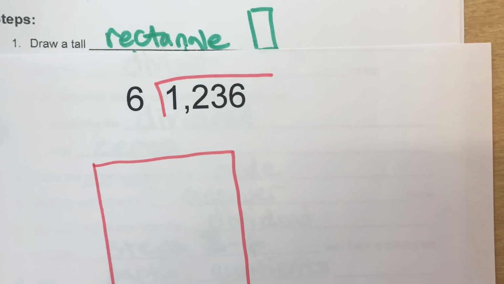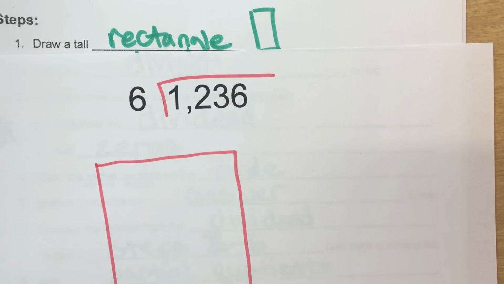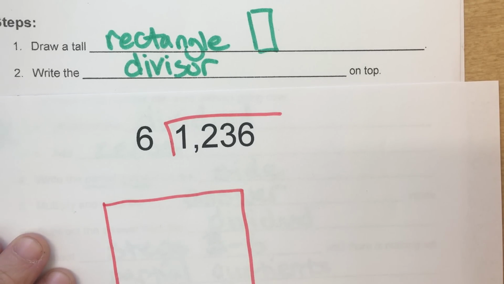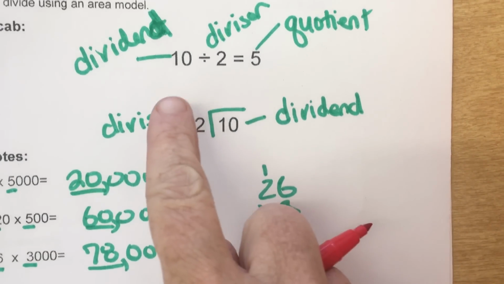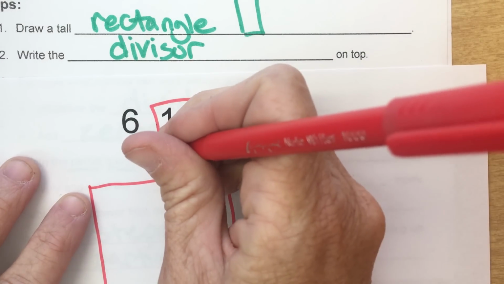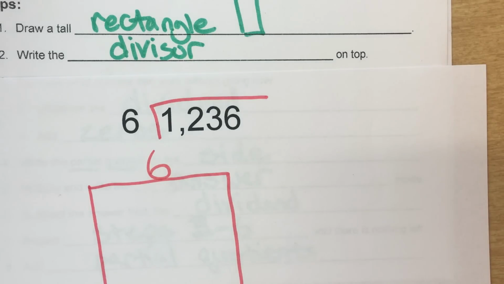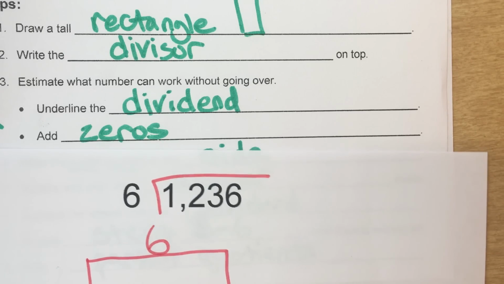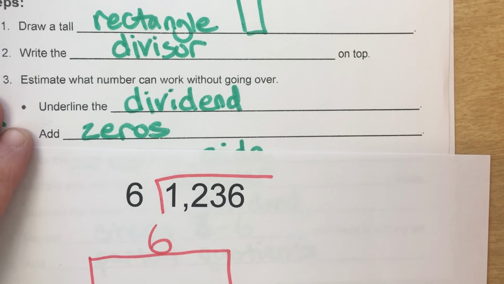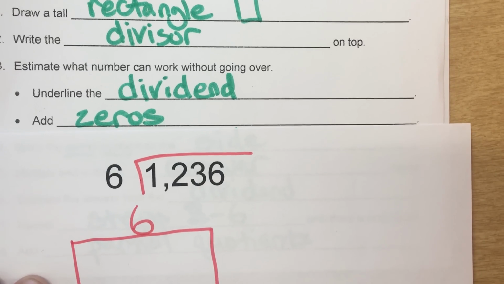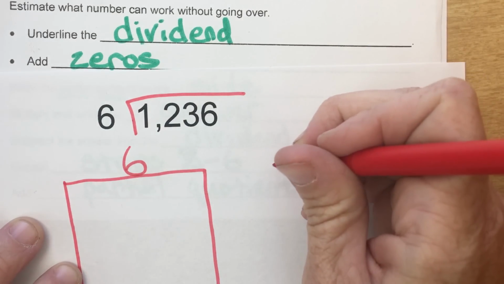That's really tall, so you might not be able to see it. Step 2 is I'm going to write the divisor on top. If I look back to this to help me, the divisor is the one outside. So for this problem, my divisor is the 6. Step 3 says I'm going to estimate what number can work without going over. I'm going to be underlining the dividend, which means I need to write the dividend. So what's my dividend? 1,236. So I'm going to write that over here.